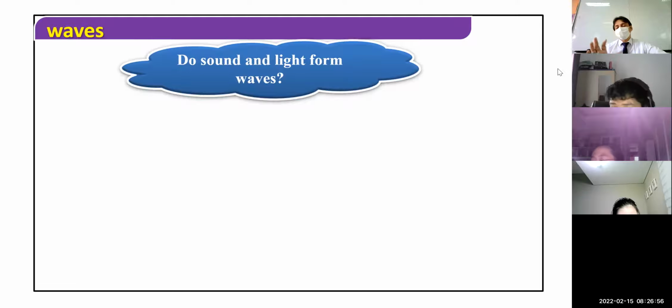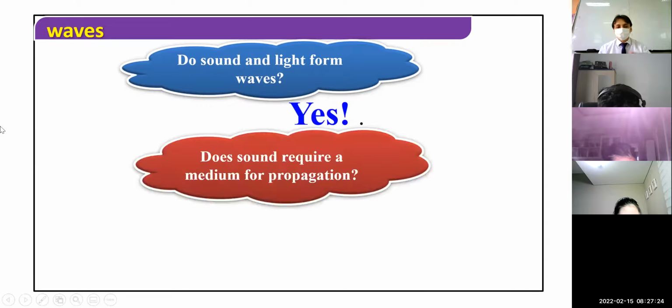Light basically has a dual nature. Light behaves as a particle as well as a wave, but light travels in the form of a wave. Electromagnetic waves, radio waves, gamma rays, X-rays travel in the form of a wave. We will come to this point also, children. But remember, sound and light, they form waves. But there is a difference between the wave motion of sound and of light. Yes, the answer is yes here. Now, does sound require a medium for propagation?